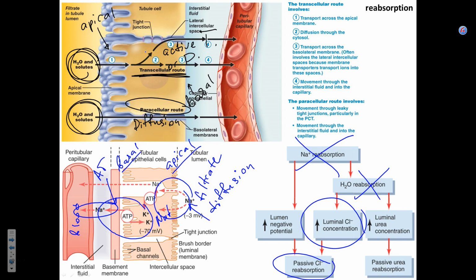Are we clear? So the idea is that basically in the beginning, if you would look at the levels, say for chloride, that's the filtrate, that's the blood, that's the concentrations. And after water reabsorption, the concentration in the filtrate will go up and the blood will remain the same. So now chloride can get reabsorbed. Does that make sense?